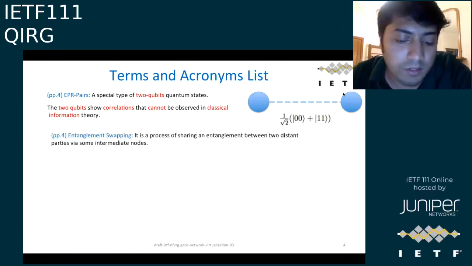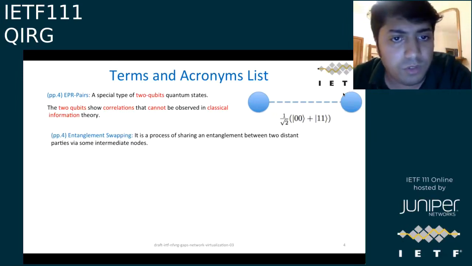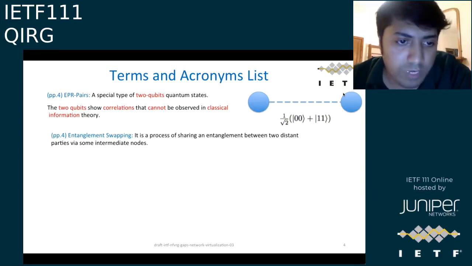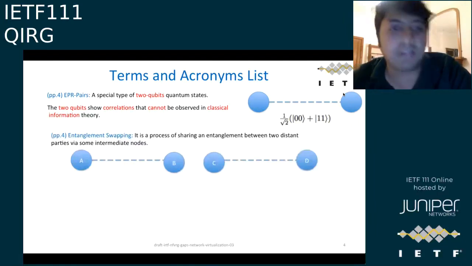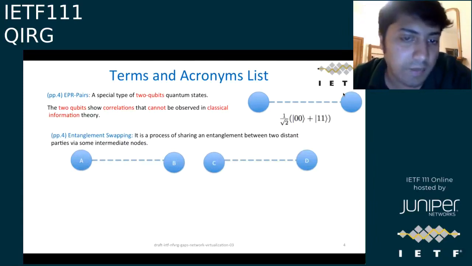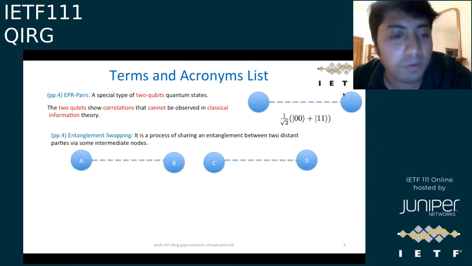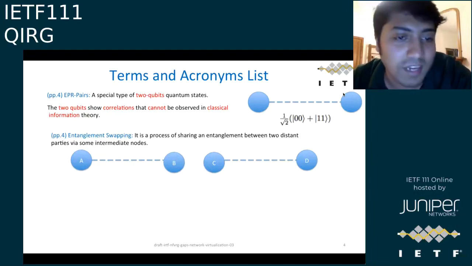Okay, then let's talk about something called entanglement swapping. We also added this definition on page 4. It's a very interesting tool, a process for sharing entanglement between 2 distant parties via intermediate nodes. Suppose we have 2 EPR pairs, say AB and CD, where A and D are distant parties, and B and C are sitting in the same lab. A wants to share an EPR pair with D. A cannot send one part of the EPR pair directly to D, maybe because the distance between A and D is long.